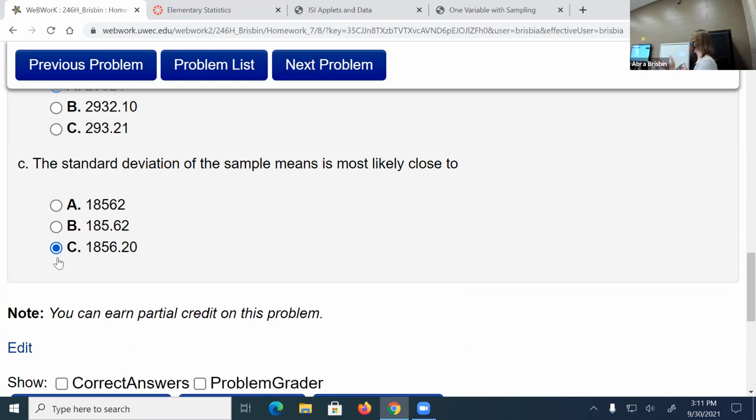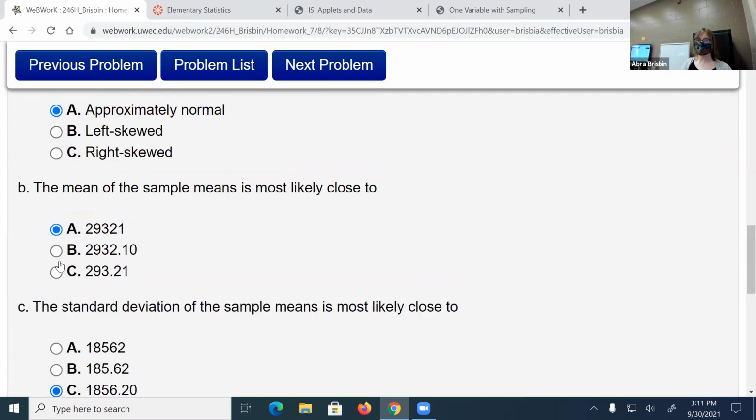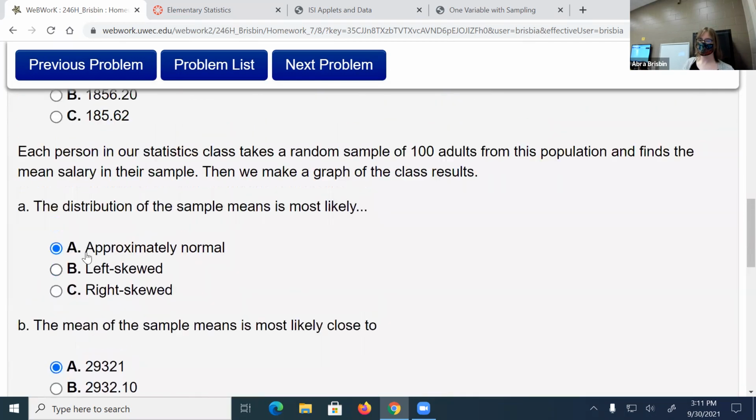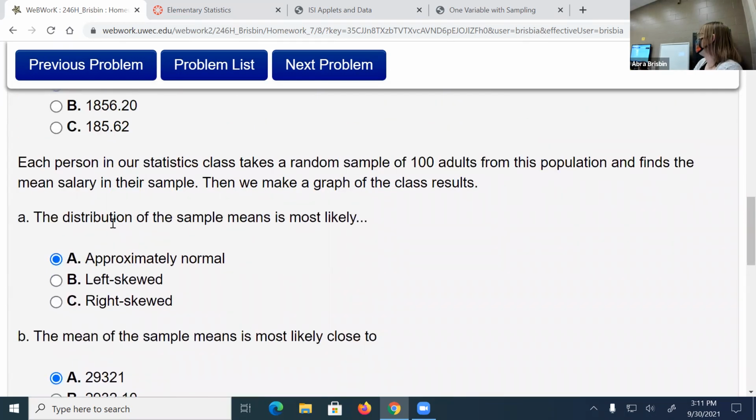Okay, so the shape of the distribution. We know that the distribution of the sample means is most likely approximately normal. So that's what you saw in the video for today, that as your sample size gets large, the distribution of the means of different samples of that same size gets approximately bell-shaped.